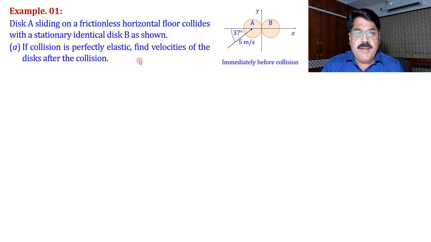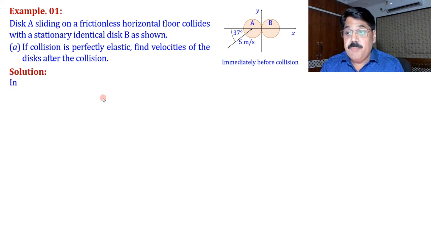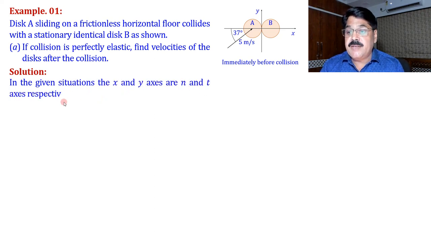Actually, I am making this part A too simple just to illustrate what we will do along the t component and what we will do for the n components. Because for the n component it is a head-on collision, and in a head-on collision of perfectly elastic bodies of equal masses, the bodies exchange their velocities. So again here we will not be involved in any calculation; we only see how independently we can treat the collision for the n component and t component of velocities. So how will we proceed? In the given situation, the x and y axes are the n and t axes respectively.